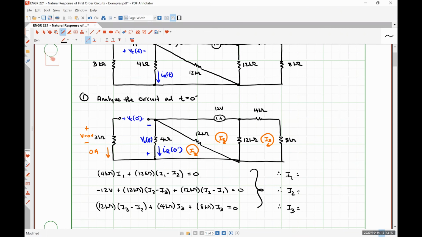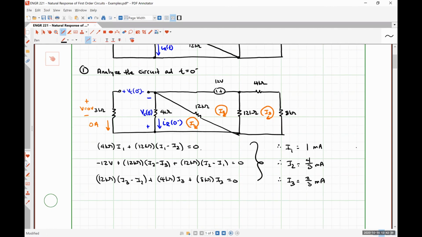And I get I1 is 1 milliamp, I2 is 4/3 of a milliamp, and I3 2/3 of a milliamp. Exactly right. So based on these results, IR at 0 minus is going to be what?